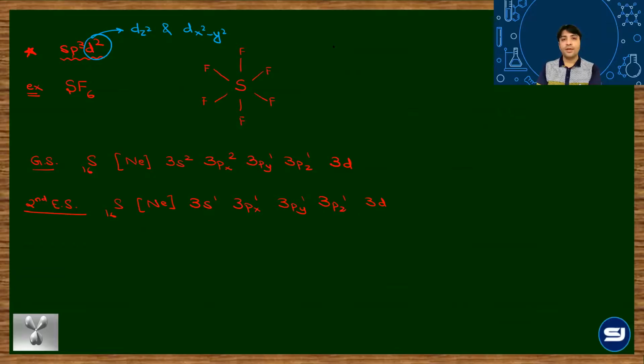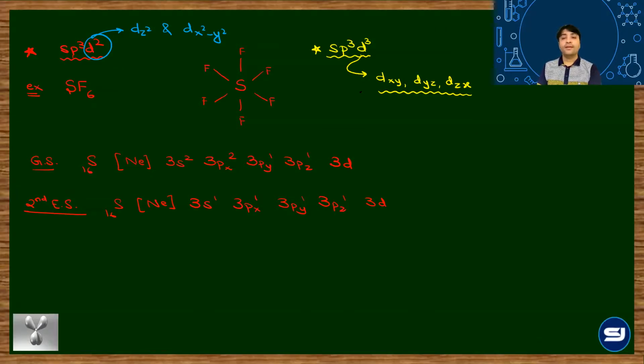And if I ask you about sp3d3, which are the 3d orbitals involved? Bolo, kaun se teen honge? dz square, dx square minus y square, and dzy or zx. Okay, that won't be the case. Now, in case of 3d orbitals, the maximum symmetry would be achieved when all the 3d orbitals are of similar orientations. Matlab, a combination of XY, YZ, and ZX. Won't it give maximum symmetry to the hybridized orbitals? Yes, sir.